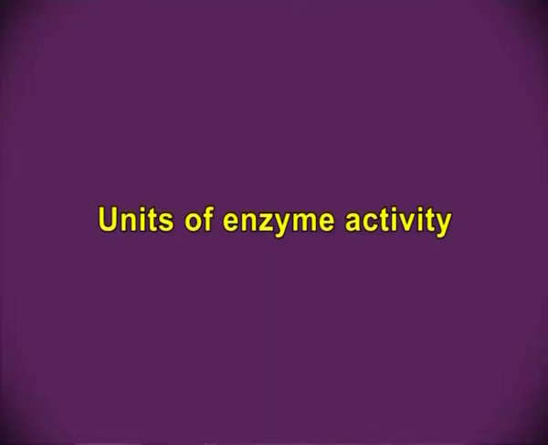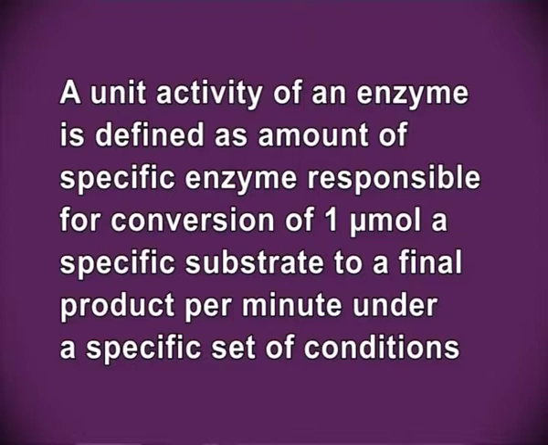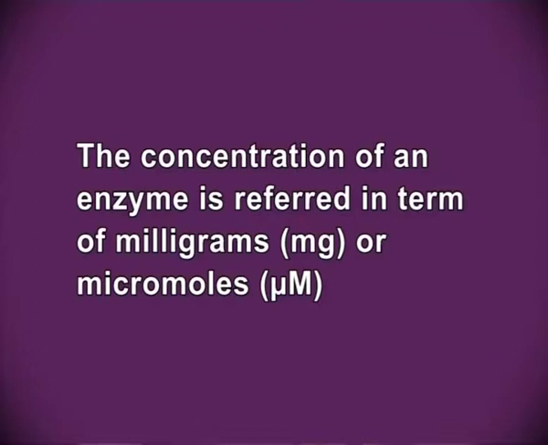The units of enzyme activity. Enzyme activity is expressed as unit activity, total activity, and specific activity. A unit activity of an enzyme is defined as the amount of specific enzyme responsible for conversion of 1 micromole of a specific substrate to a final product per minute under a specific set of conditions. The concentration of an enzyme is referred to in terms of milligrams or micromoles.